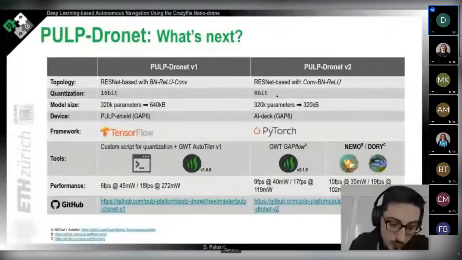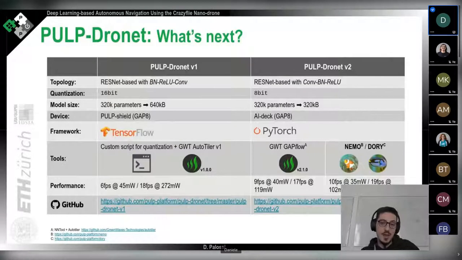The first outcome was, of course, that half of the memory is required with this V2. There is also a publication about that if you are curious. Also, the accuracy in terms of regression and classification didn't drop, so there still seems to be some room for improvement in terms of quantization. And with all these modifications in place, the new scores that we achieved are reported here.